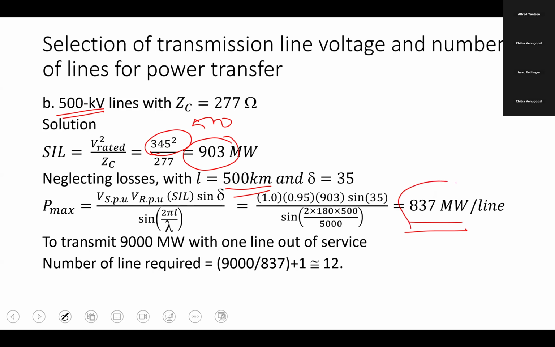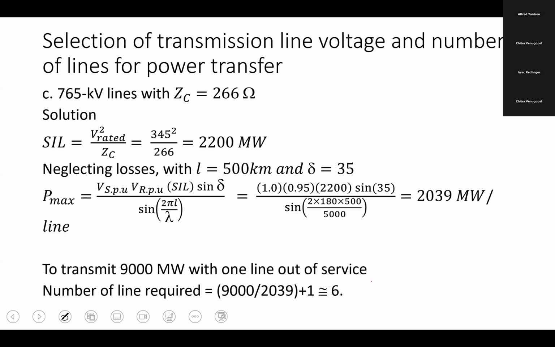Okay. So when this power is increased, then your number of lines is reduced. That means each line is carrying more power. Okay? Like that you can do for the other one. So again here, this is 765 kV. Right. So your number of lines is reduced to 6. So this is how you are calculating the number of conductors.